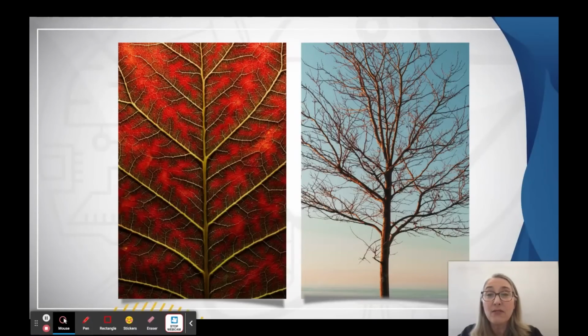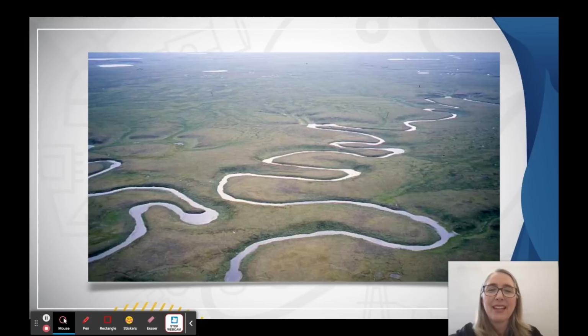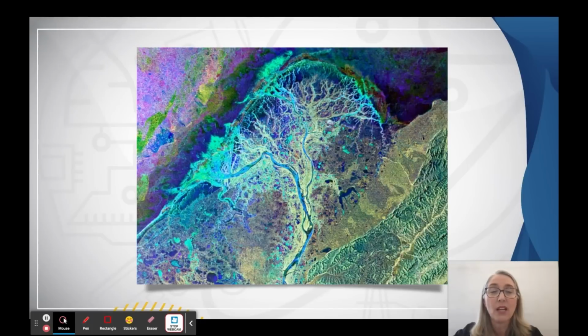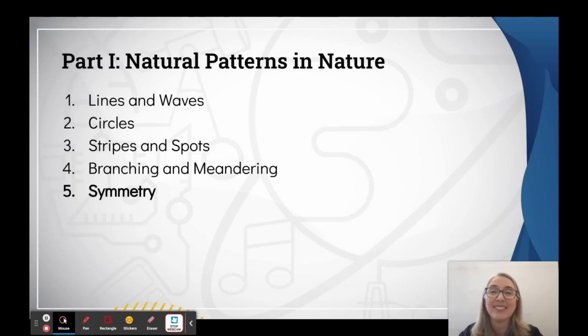So this leaf has incredible branches coming out of the veins that almost mimic the tree that it came from. In the same way, we've got this incredible meandering path that looks like a snake as this river just meanders through this floodplain. When seen from space, you can see it meandering, but also branching off into these smaller branches that almost look like the tree that we saw earlier.